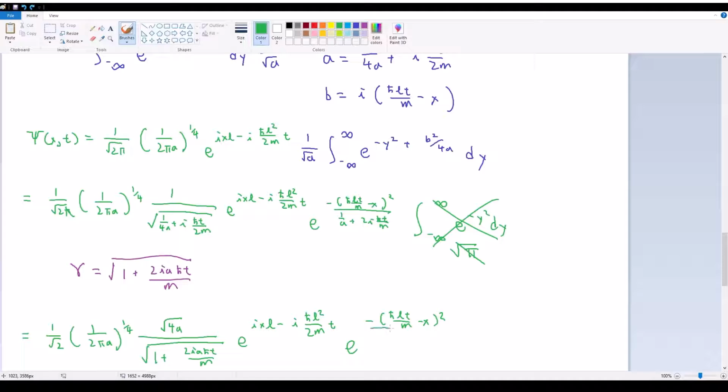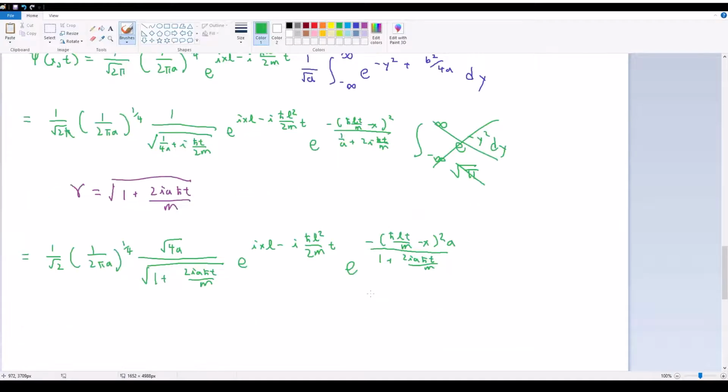And you know what? This bottom term looks like it can actually get turned into a gamma as well. If I multiply by a over a, then I'm going to get a at the top. At the bottom, I'm going to get 1 plus 2ia h bar t over m. So this is going to give me 2 at the top, which is going to cancel out with the root 2. So 1 over 2 pi a to the power of 1/4 times the square root of 2a over gamma times e to the i x l minus i h bar l squared over 2m times t, e to the negative h bar lt over m minus x squared multiplied by a, and at the bottom this is just going to be gamma squared.